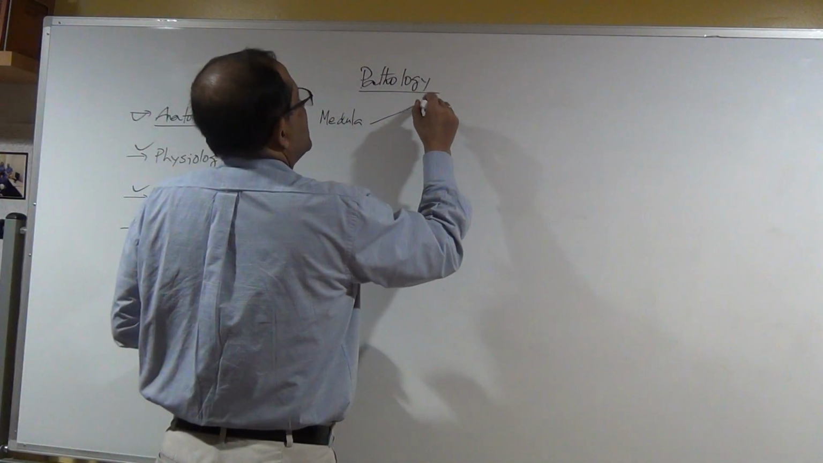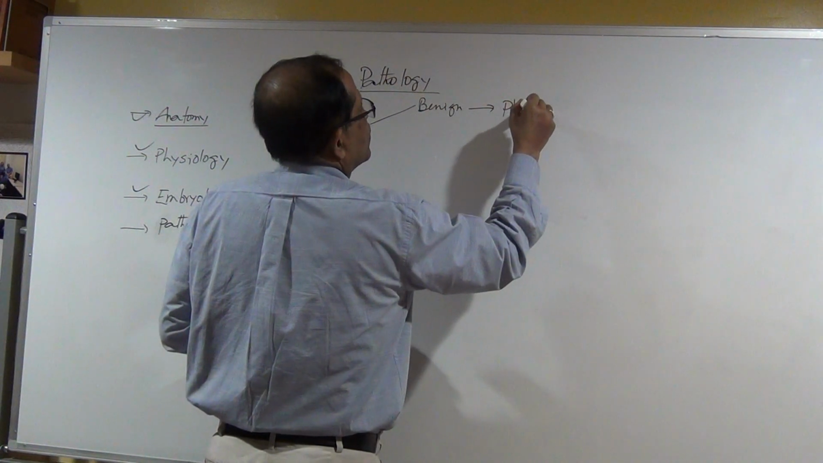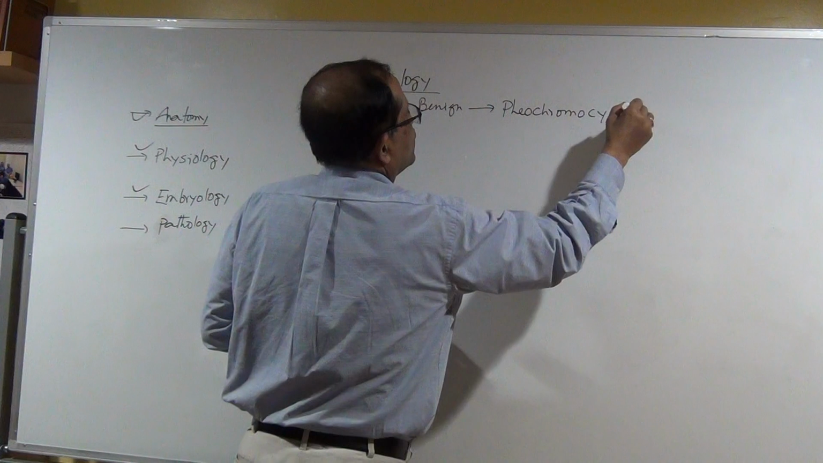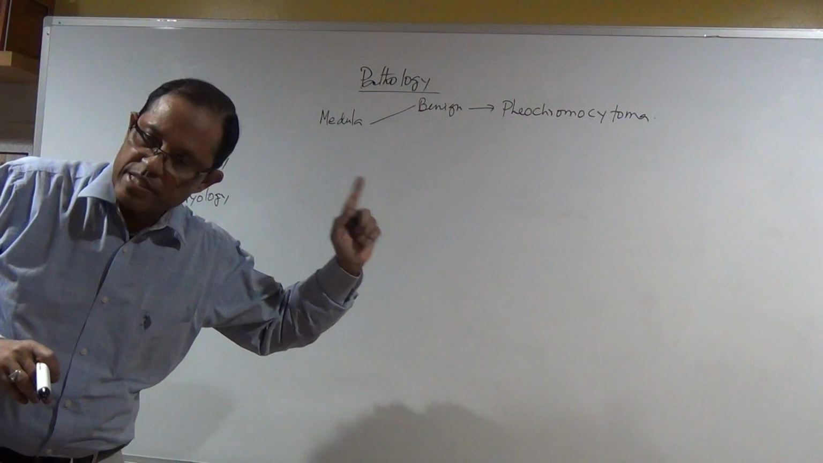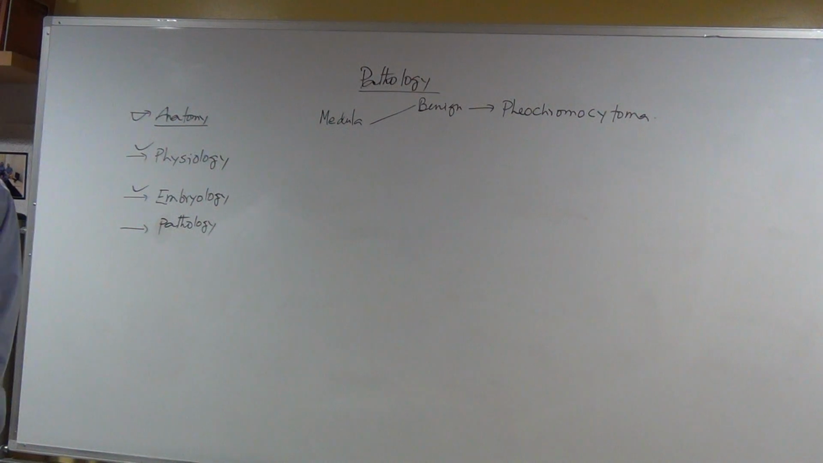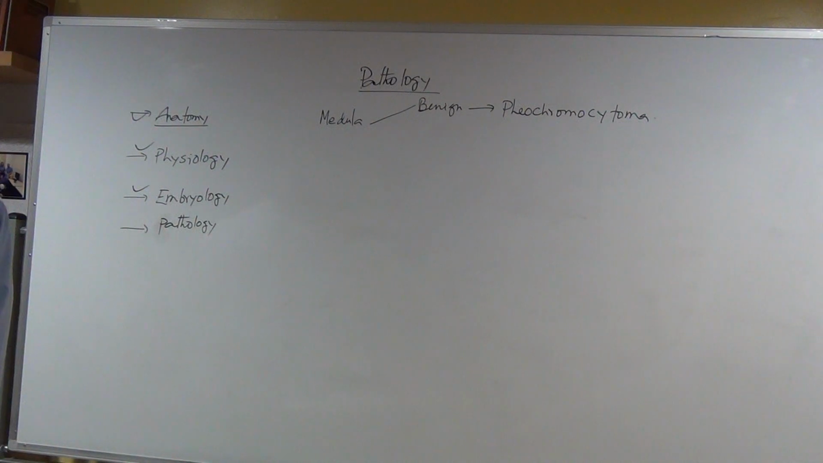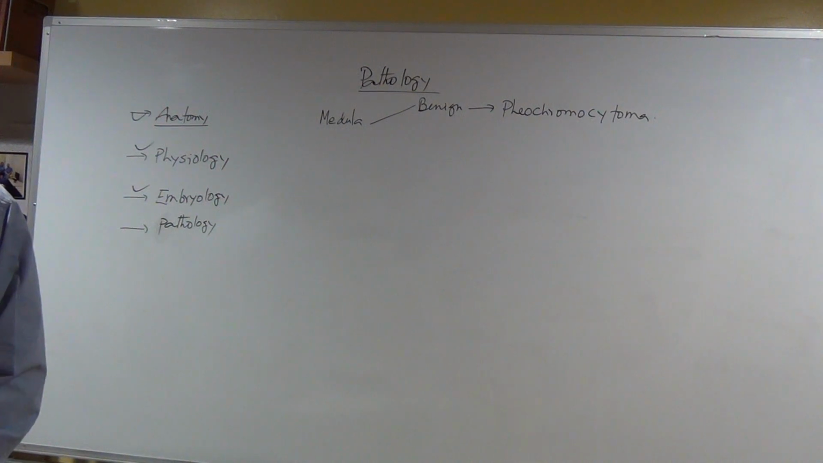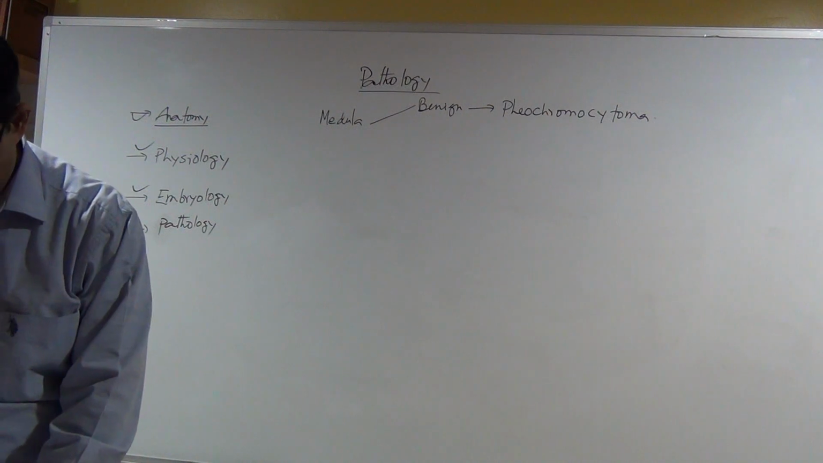One is a benign tumor. We call it pheochromocytoma. See, the pheochromocytes are the name of the cells, and they have a tumor known as pheochromocytoma. And now there's another, a malignant tumor, that is very important, known as neuroblastoma.